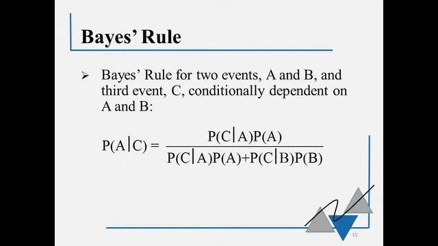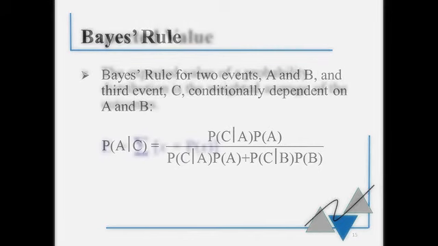This is Bayes' rule. The formula looks kind of complicated. It's actually easier to use than the formula looks. So I'm showing you this now just to tell you that this is what we're going to talk about in class. We're going to go over how to use Bayes' rule to find conditional probabilities.